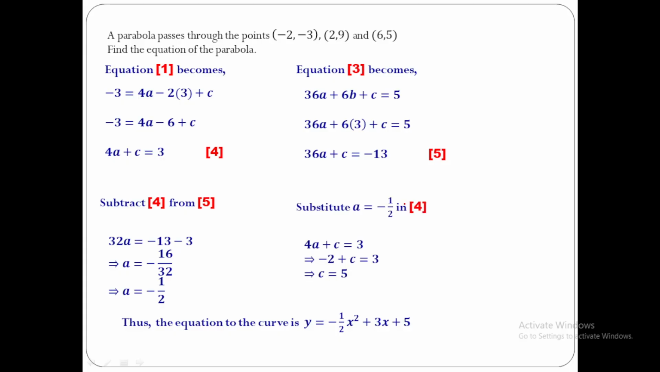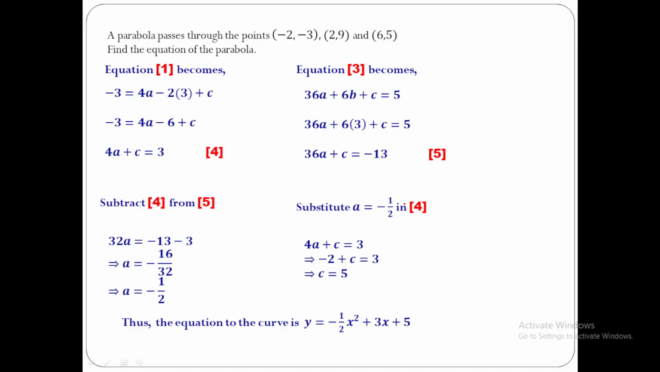Substituting a is equal to minus 1 by 2 in equation 4, we can get the value of c as 5. Then we can substitute those values into the equation. We can get y is equal to minus 1 by 2 x squared plus 3x plus 5. This is the required equation of the parabola.